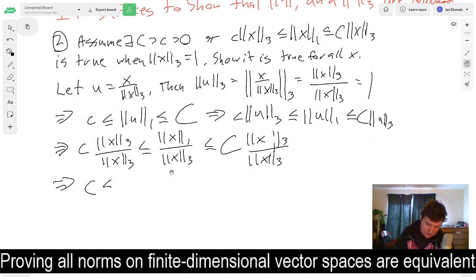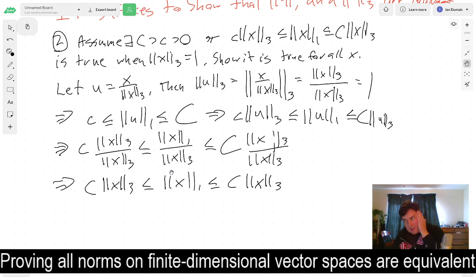We get c norm 3 of x less than norm 1 of x, less than or equal to big C norm 3 of x. We get that 1 and 3 are equivalent for all x. We only assumed they were equivalent for these length 1 unit vectors. But for every unit vector, make sure I can see my camera.